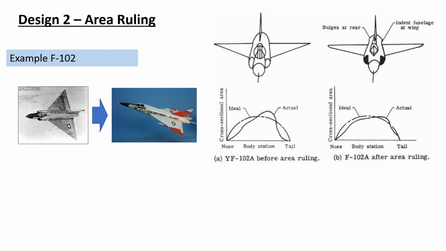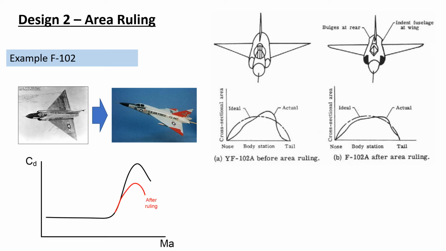And we can see some sketches. This is from the Anderson book, and we can find the F102A with area ruling provides a smoother transition of the cross-sectional area distribution along the longitudinal axis. And if we do the measurement, although it's a conceptual sketch, again here we expect the CD to have less increase at the critical Mach number, or drag divergence Mach number. So this is what we expect. Okay, now we can finish the second design, area ruling.